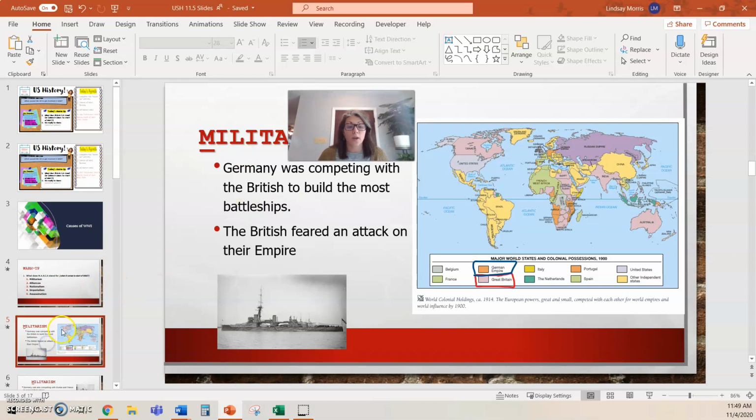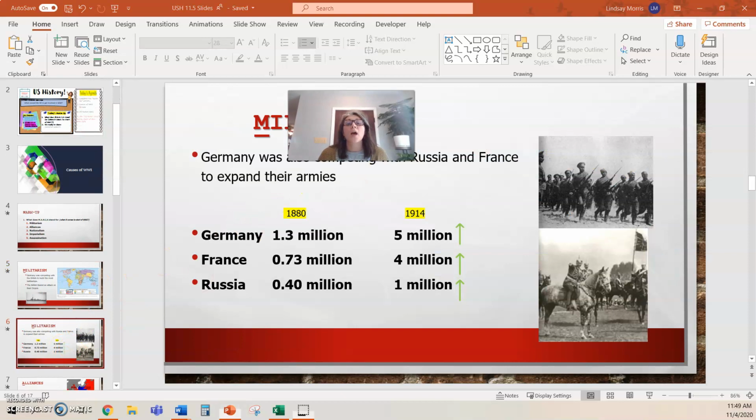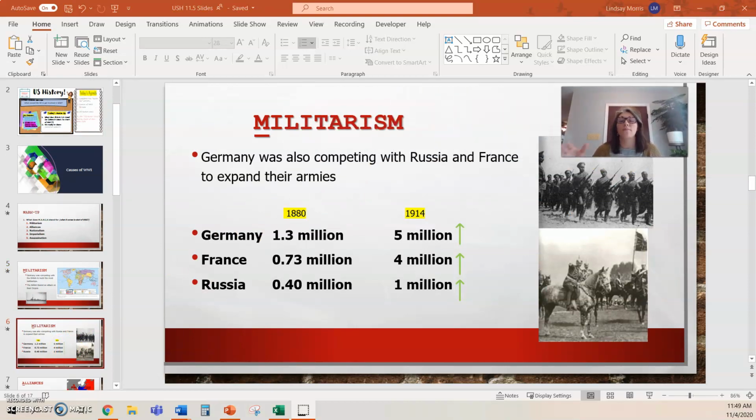Now, in addition to that, we also have Germany competing in making larger and larger armies with some of their other neighbors or close areas, with France and Russia. You can see here the comparison of how many people were in their military in 1880 with then, not even 30 years later, how many people were in their military in 1914 at the start of World War I. Germany goes from 1.3 million soldiers to 5 million soldiers. France goes from 750,000 to 4 million, and Russia goes from not even 500,000 to 1 million. So all of these different nations are building up their militaries.